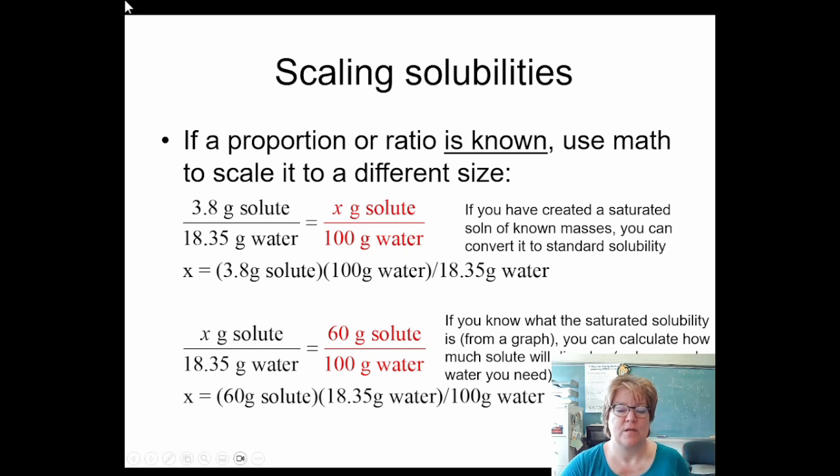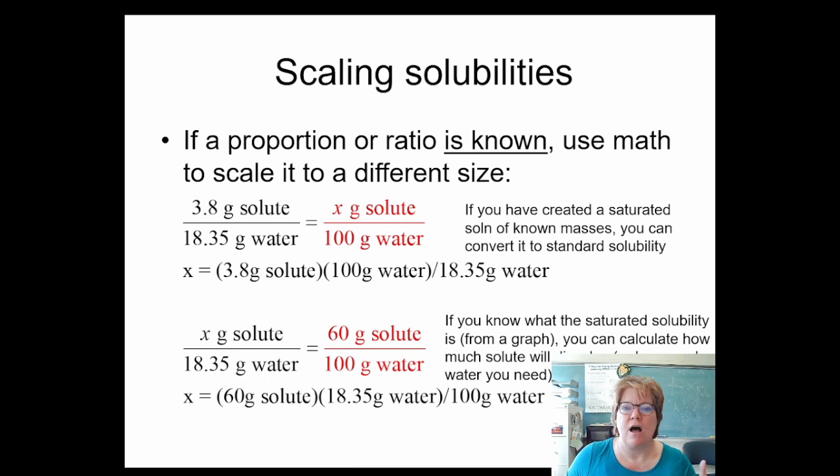It's just a proportion. So on the left, I see there's a mixture that has 3.8 grams of solute and 18.35 grams of water, and I want to scale it up. What would be the mass of solute if there was 100 grams of water, if I had more water, but it was the same concentration, same ratio of mixture? So I just simply solve for this, right? If I multiply both sides by 100, I isolate x. X is 3.8 times 100 divided by 18.35. So if I have a saturated solution and I know the mixtures, because I measured them in lab, I can convert it to a standard solubility.